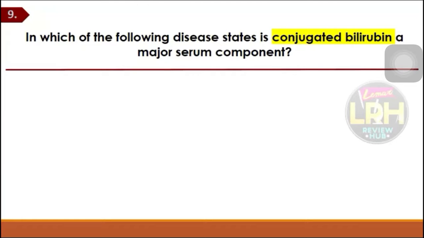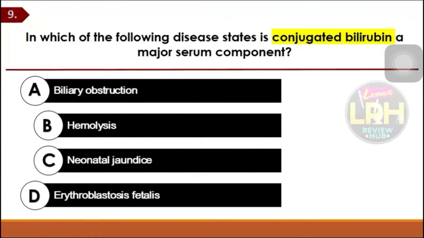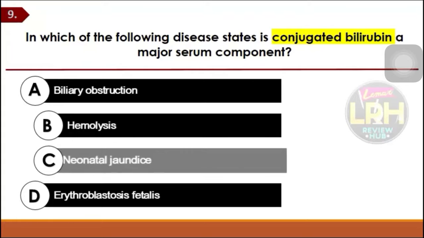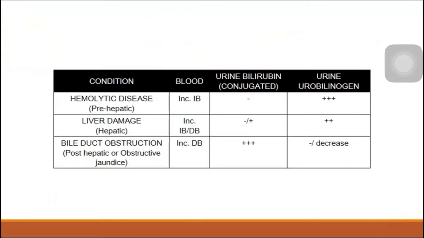Now for number 9, in which of the following disease states is conjugated bilirubin a major serum component? Is it letter A, biliary obstruction, letter B, hemolysis, letter C, neonatal jaundice, or letter D, erythroblastosis fetalis? Correct answer is letter A.